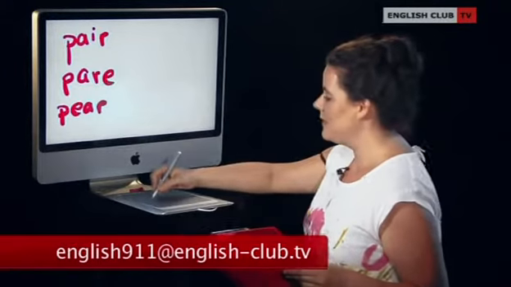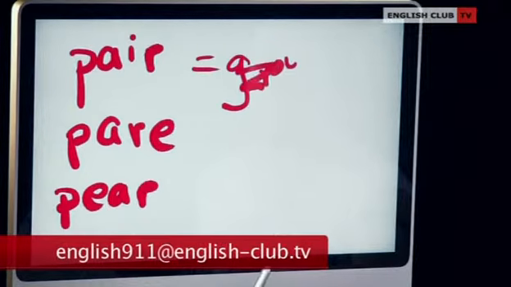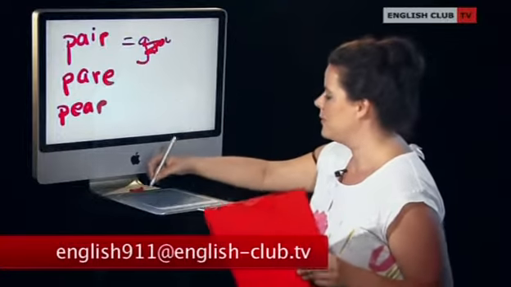Our first one, pair. This is like a couple of something. For example, you have a pair of pants, you have a pair of scissors. So this means like a group of something. Or, a couple, two.